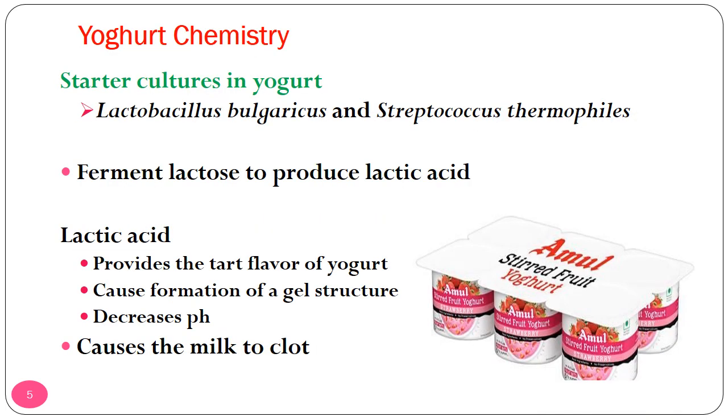Here we will see a little bit about the chemistry of yogurt. As we have discussed earlier, it has specific cultures, that is Lactobacillus bulgaricus and Streptococcus thermophilus. They are thermophilic organisms and selected cultures for yogurt. They ferment lactose and produce lactic acid. This lactic acid provides the tart flavor of yogurt. It causes formation of a gel structure due to the decrease in pH. Due to the decrease in pH, it causes the clotting or coagulation of milk, and that is the specialty of this yogurt.